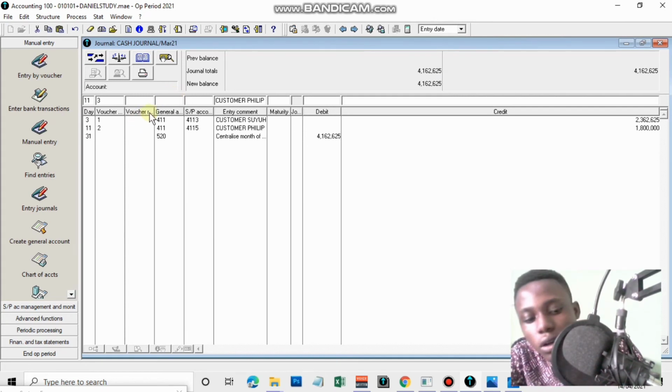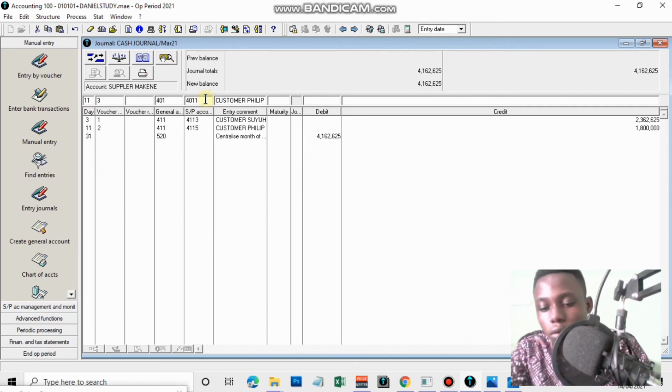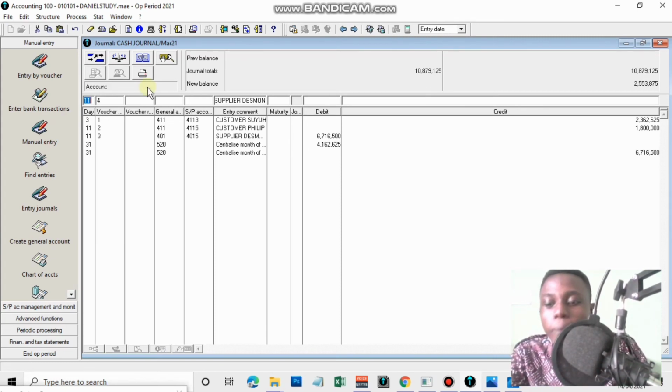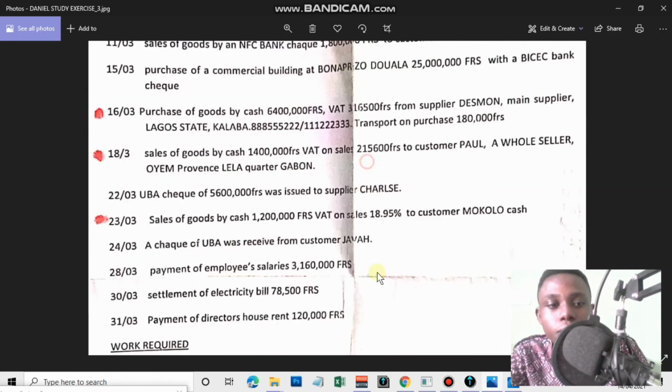So here the general account will be 401, supplier Desmond, 4015. When you press the tab key once, first of all it goes to the maturity. Press again, and it shows you where to record the amount. Don't forget the net payable that we're recording: 6,716,500 francs. That's it. Voila. So that's how we're going to do the next ones. Let's be very, very attentive at this level.